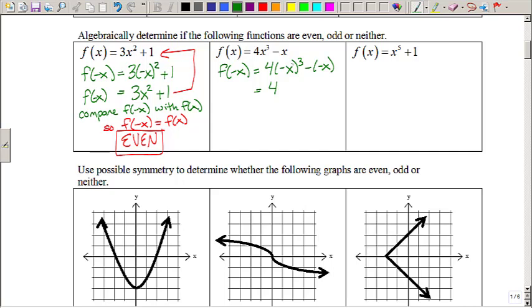Negative x cubed means negative x times negative x times negative x, which gets me a negative x cubed. A negative times a negative is a positive x, and I'm left with negative 4x cubed plus x.